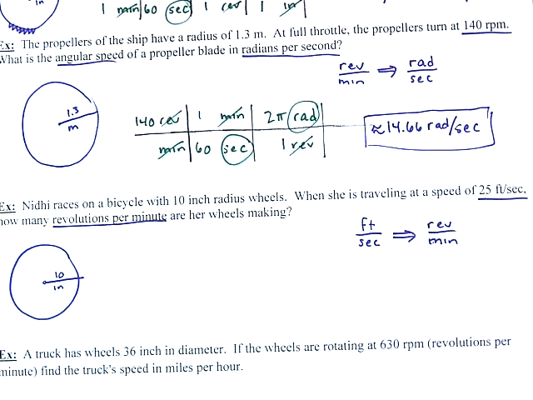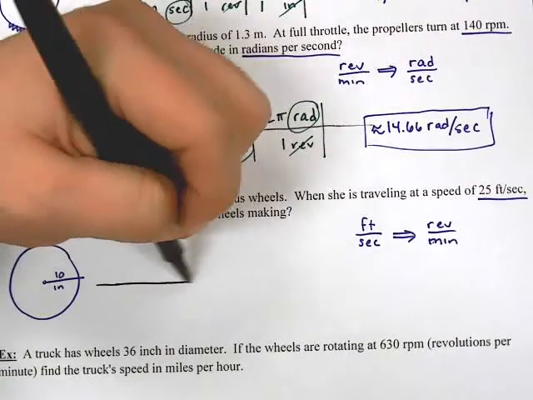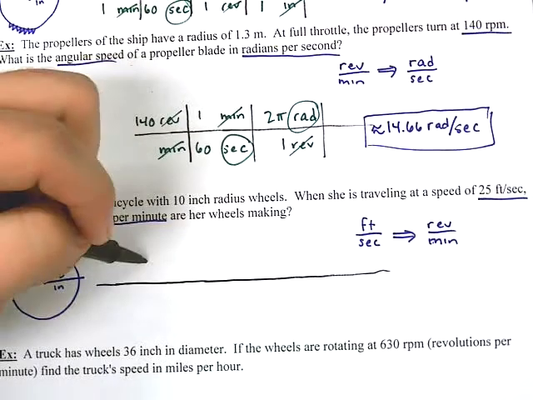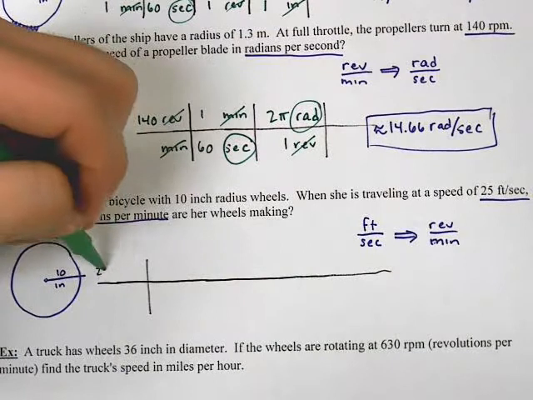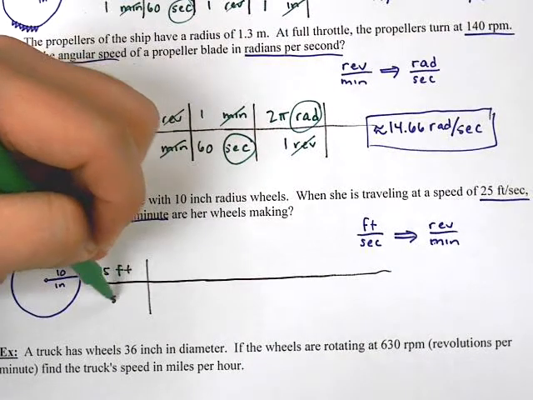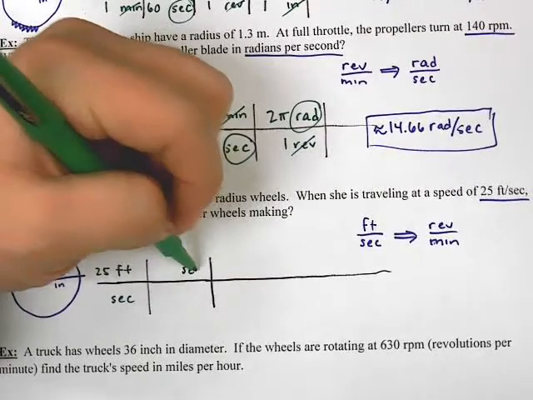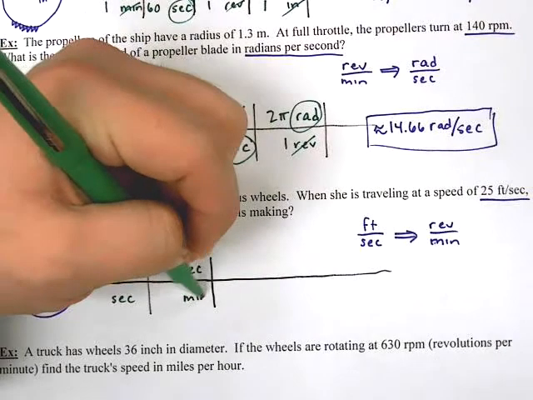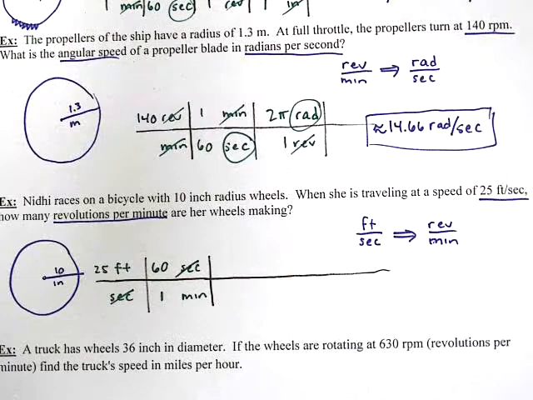All right. Let's set this up and see what's going on. So we start with 25 feet per second, and we know we're trying to get into minutes. So of course, I will say that I need to convert seconds into minutes so I can cancel out seconds. And we know there are 60 seconds in 1 minute. All right. So now we have minutes in the denominator, which is absolutely great.